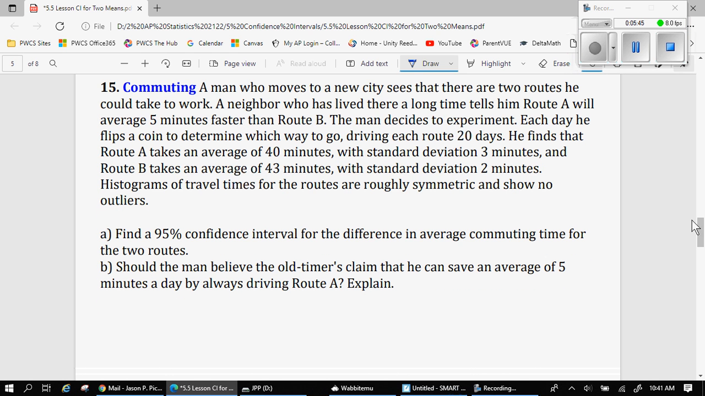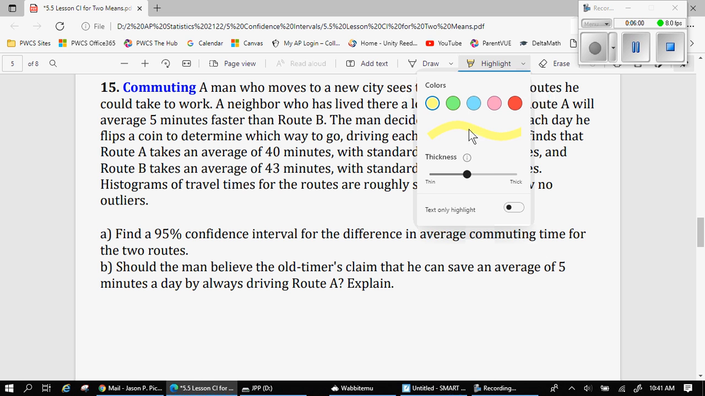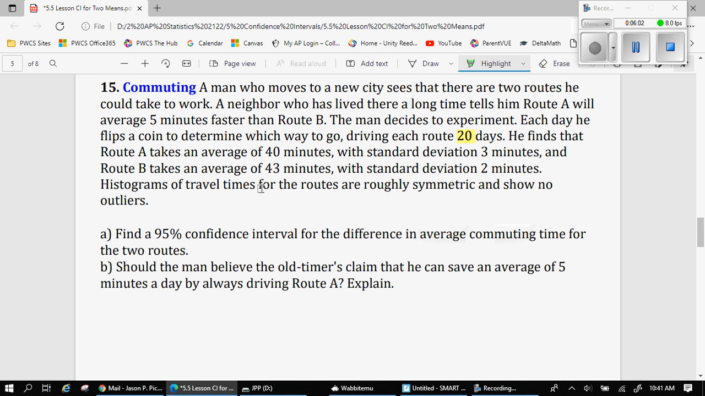And then we need to check sample size. Well, our sample size for both groups is 20 days. That's less than 30. Not really big, kind of close to 30. We don't have the data and we don't have the histograms, but what's really nice about this problem is that it tells us the histograms of the travel times are roughly symmetric with no outliers. So that means these distributions should be approximately normal. We can create a confidence interval.